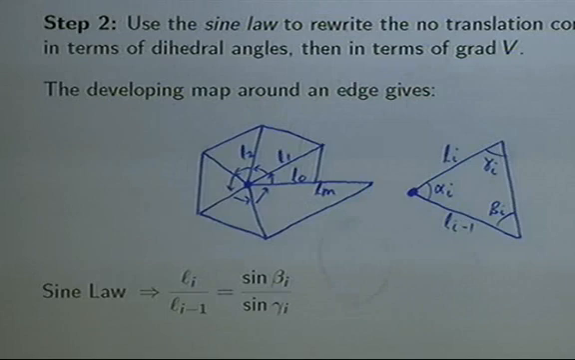So we know, for instance, that if we look at this length divided by the sine of the opposite angle, that's the same as this length divided by the sine of the opposite angle. So using the usual sine law for Euclidean triangles, you get this equation. So Li over L(i-1) is the ratio of sine of beta i over sine gamma i. Okay, so this is just Euclidean geometry. Now if we want to go from L0 to Lm, we just have to multiply a bunch of these things together.